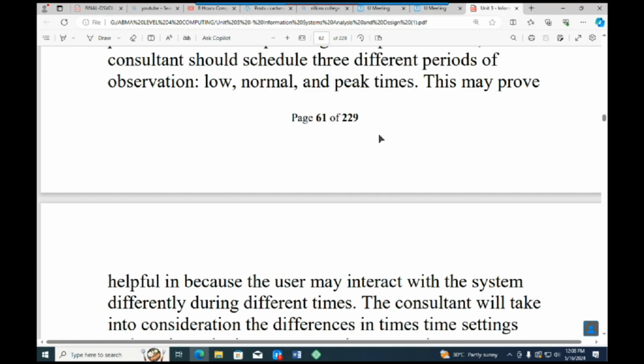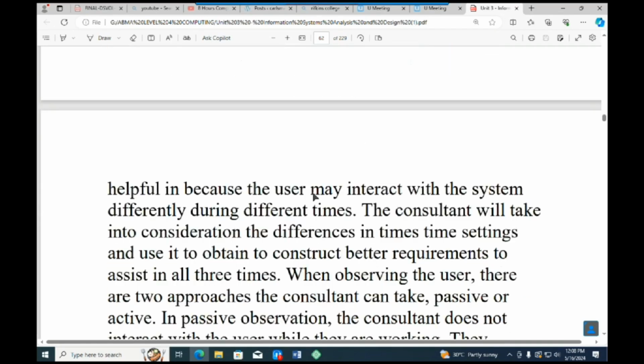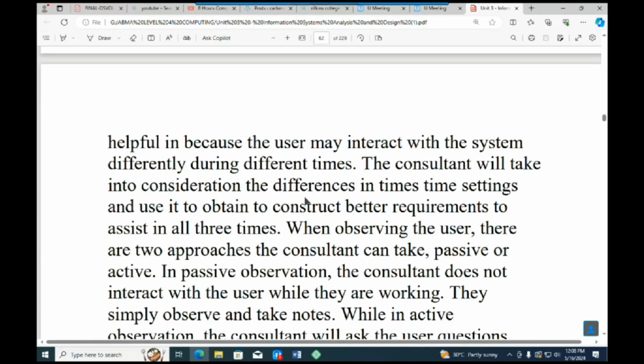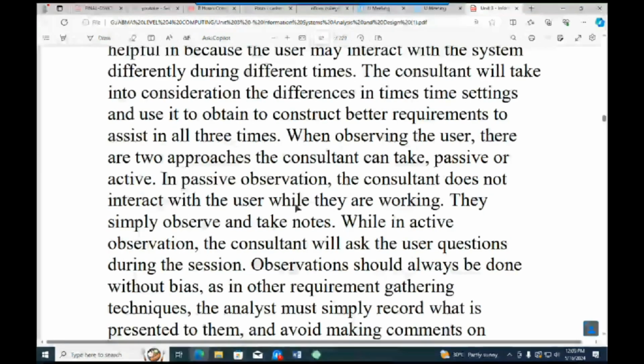How does the user interact with the system when the customer numbers are low, when the customer numbers are normal, and when the customer numbers are at the peak? So you need to put into consideration those differences in times and even in time settings, and you use them to get a better understanding and better requirements that are going to assist you to look keenly into those 3 different times.